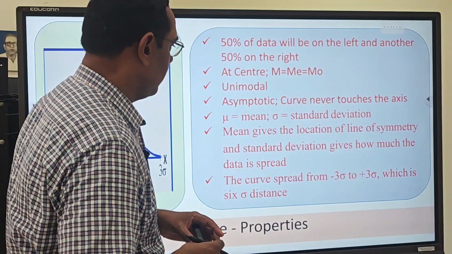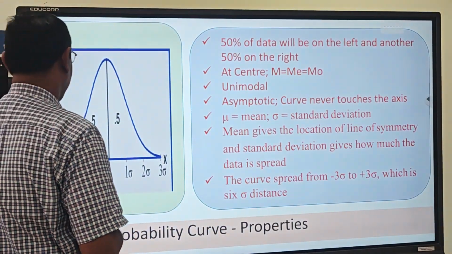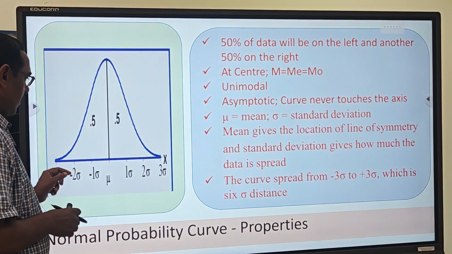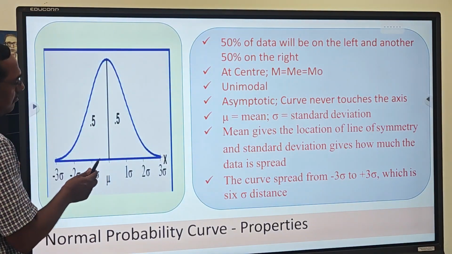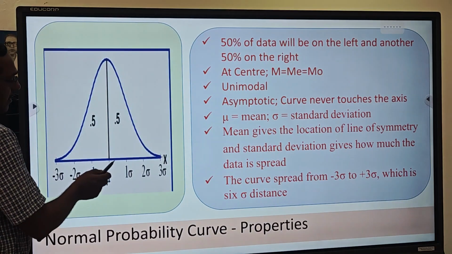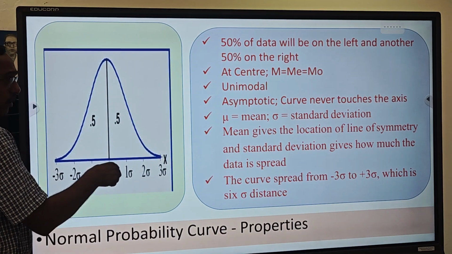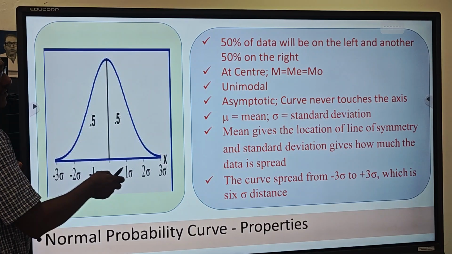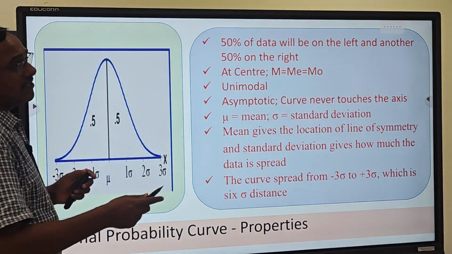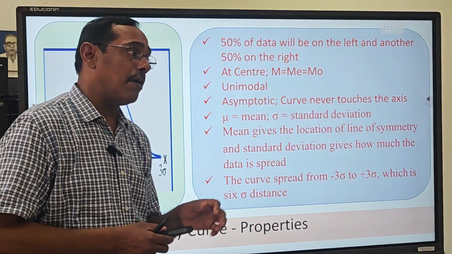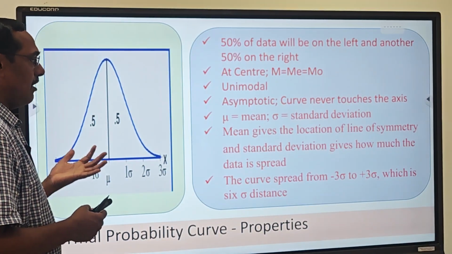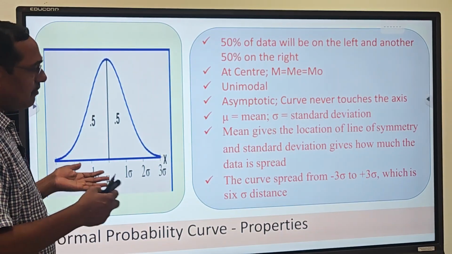As we have said, the curve spreads from -3 standard deviation to +3 standard deviation, and therefore this is said to be a 6 sigma difference. On the left side you have 3 sigma distance from the mean, and on the right side we have 3 sigma distance above the mean. Totally we have 6 sigma distance, and hence in management we talk about 6 sigma performance. 6 sigma performance means 100%. We may not achieve it, but generally we say we have to perform at 6 sigma, which means that we have to perform better.